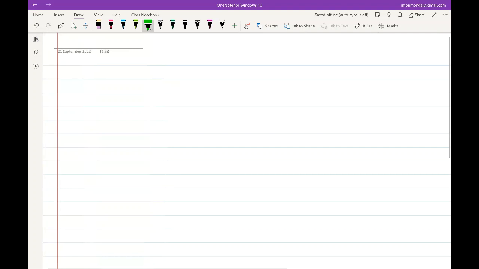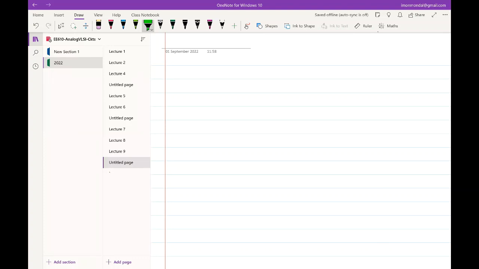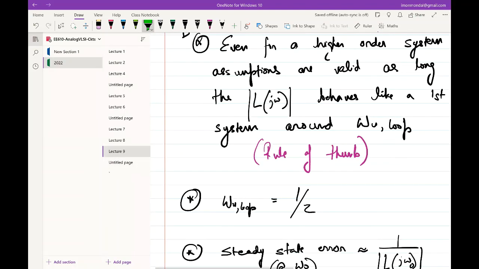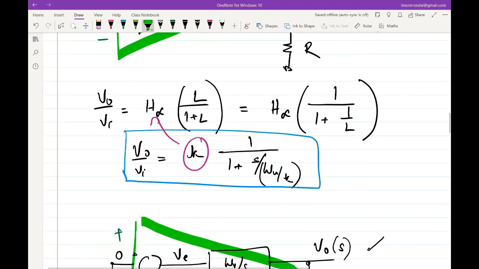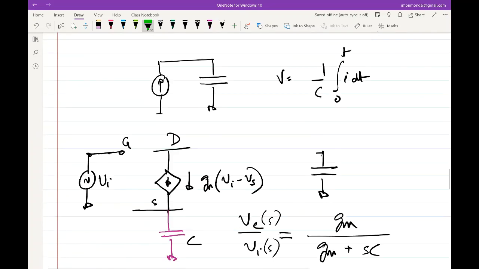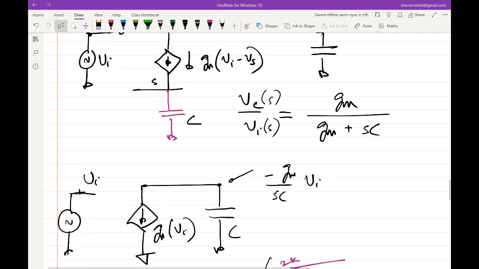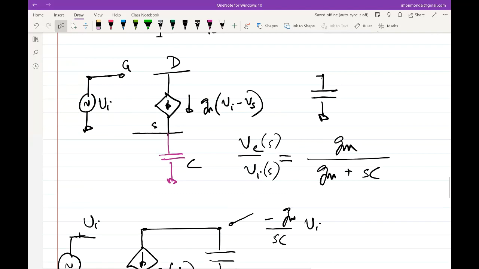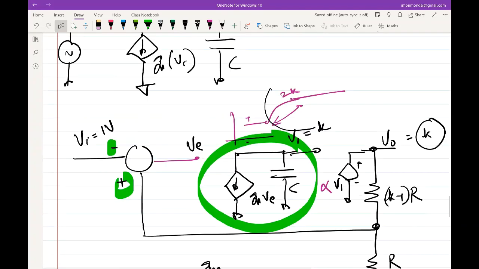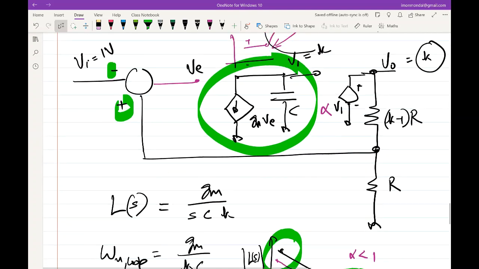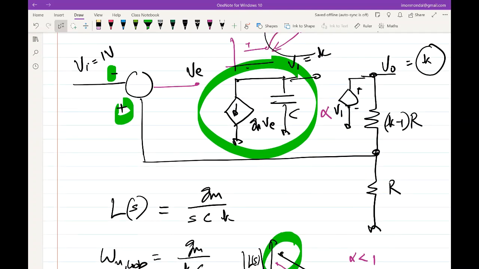In the expression of L(s), it was generally negative of V return by V test. The expression that you derived as gm by sCk, after changing these terminal signs, will there be a minus sign? The return voltage will have a negative sign, and L(s) is minus of V return by V test. So in that expression, will there be a minus sign on gm by sCk? Why will L(s) be positive? The return voltage will have a negative, right? Why do you say L(s) will be negative?